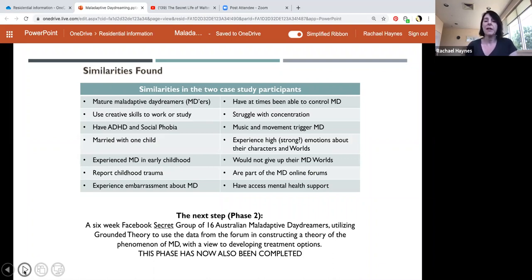Now, the next step, which has now been completed and coded and a theory constructed, was the 6-week Facebook secret group of 16 Australian maladaptive daydreamers. It was quite an amazing research experience for me to be able to watch these 16 people interact throughout the day for 6 weeks, sharing their intimate experiences and their thoughts, testing theories and asking each other questions. That was a pretty special moment. So I'd like to thank them as well as the 2 case study participants for taking part in my PhD research and in helping to construct the theory of the phenomenon of maladaptive daydreaming as well.